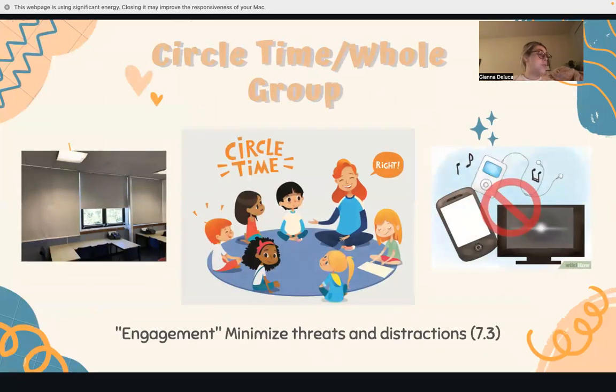Then we have circle time and whole group. During circle time, the teacher should reduce the risk of distractions so that the student can focus on learning. This may be turning off electronics, closing the blinds, closing the doors, getting rid of noises and sounds. And this ensures that all students are engaged and participate in whole group so they can focus on learning instead of their wandering thoughts.